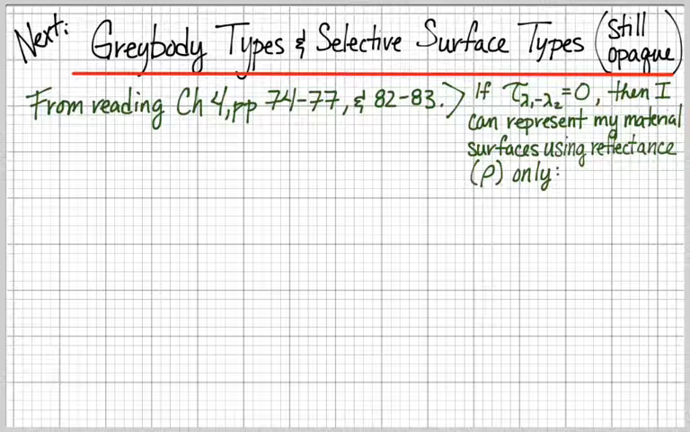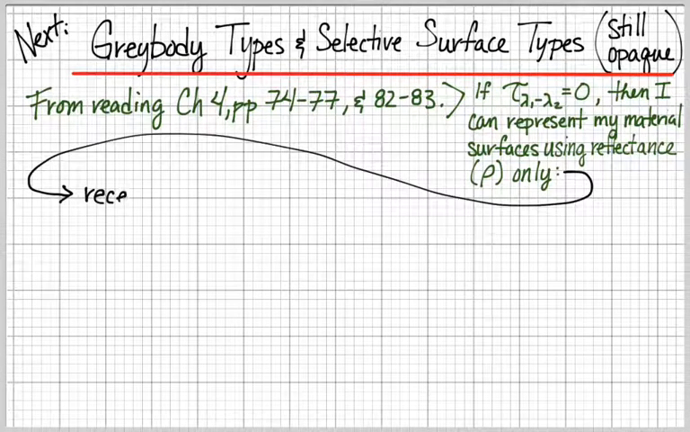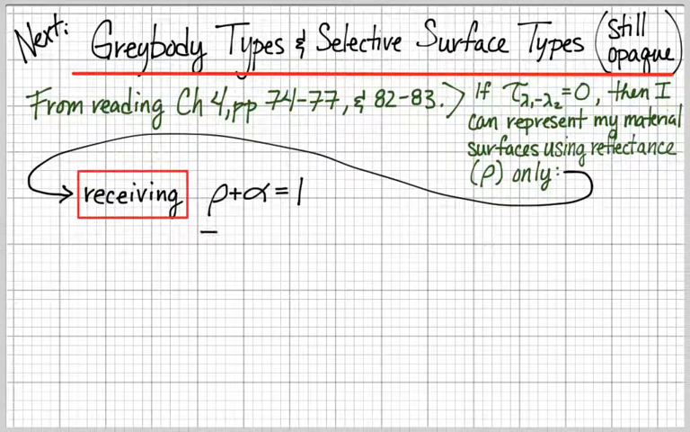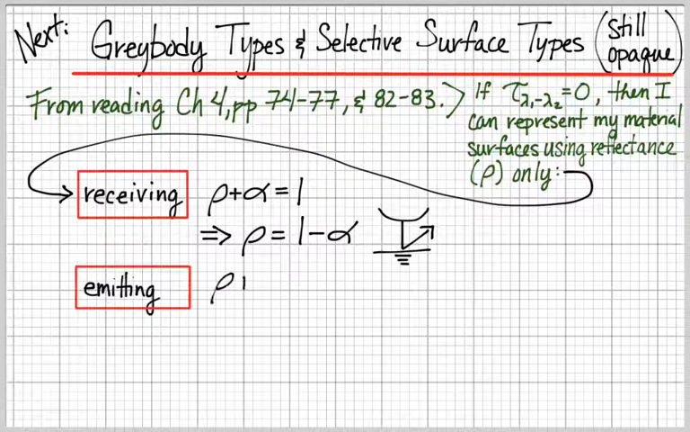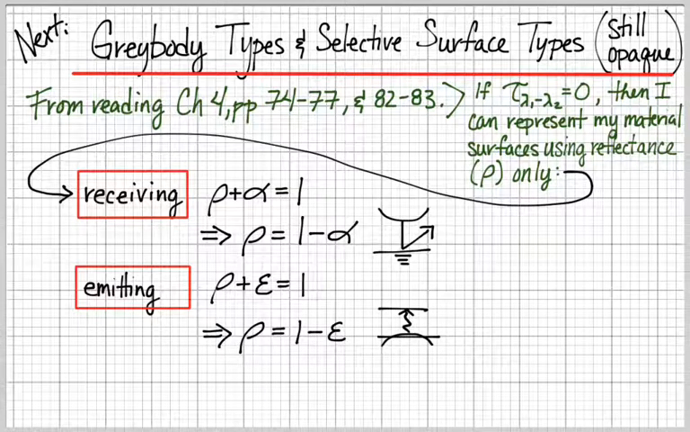If the transmittance is 0, then the energy balance for the receiving surface is going to be rho plus alpha equal to 1, or I can write it as rho equals 1 minus alpha, and I have a nice little diagram there. If it is an emitting surface, then rho plus epsilon is equal to 1, and rho is going to be equal to 1 minus epsilon. The net balance, of course, is rho plus alpha plus tau equal to 1, but we've driven tau to 0 in both cases because we have an opaque material. And then I just sketched out some diagrams to convey what direction the light is going in these two.